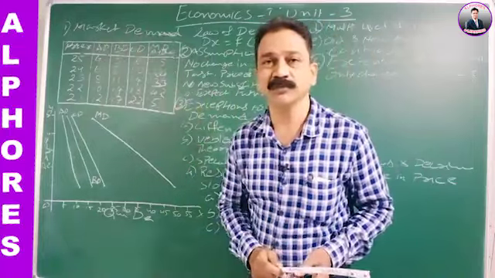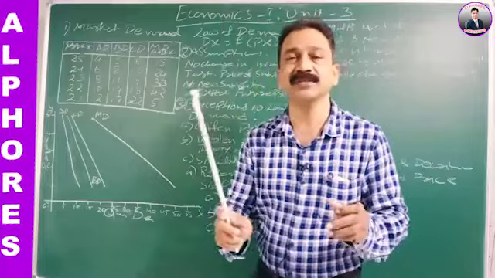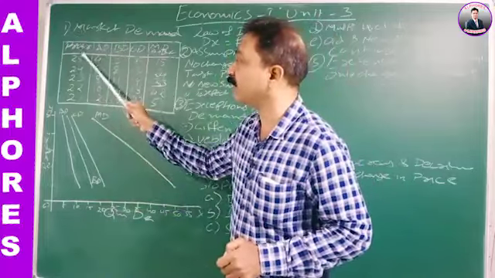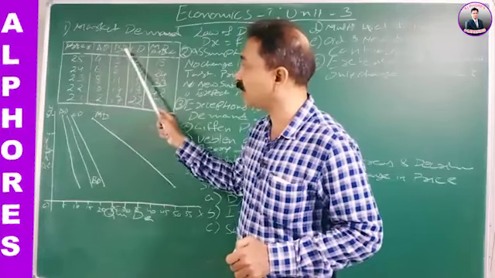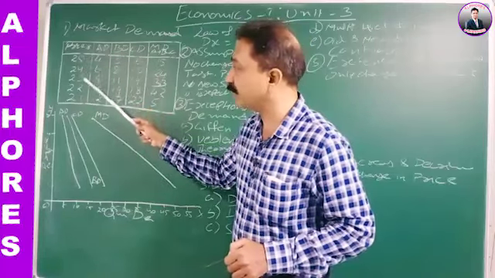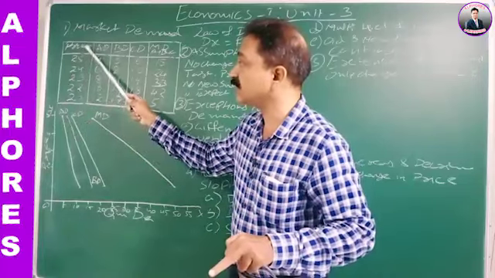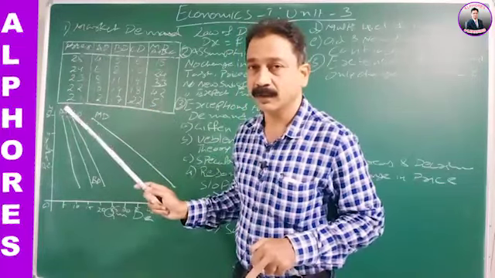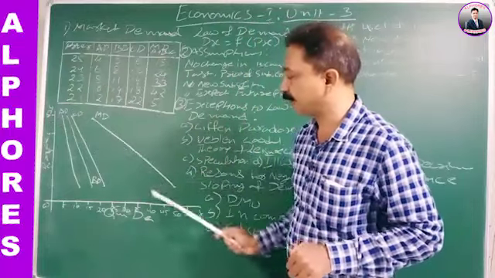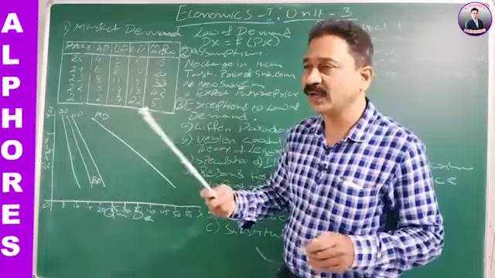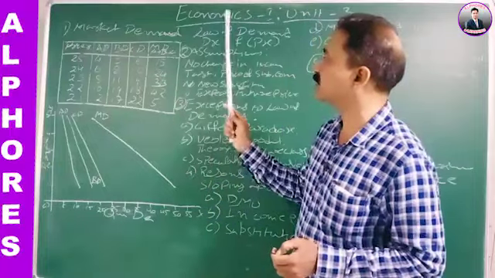Any doubts? So market demand represents the demand of different groups of people at different prices, different groups of people at different prices of the same good, is shown in the market demand. Clear? Did you understand? Then let us go to the next topic, that is the law of demand.